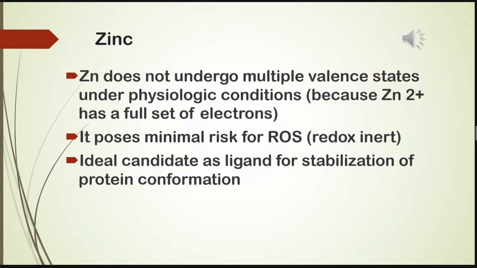Comparing zinc with the other minerals, zinc does not undergo multiple valence states under physiologic conditions. This is because zinc 2+ has a full set of electrons. It poses a minimal risk for creating reactive oxygen species. In other words, it is redox inert. It is therefore an ideal candidate as a ligand for stabilization of protein conformation.